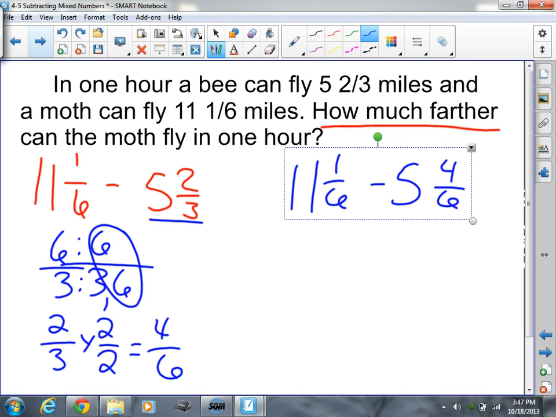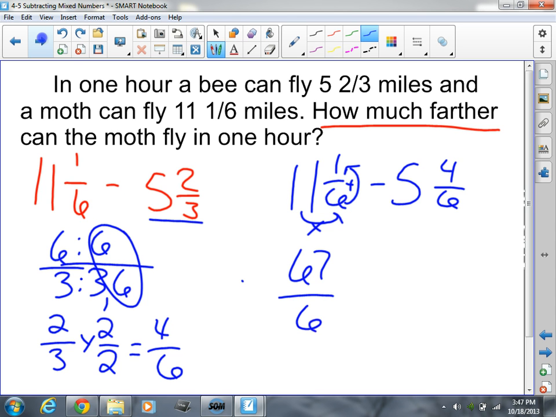We're going to make everything into an improper fraction, and then subtract. So we take this to an improper fraction. It's going to look like this. Multiply, and then add. Okay? So 11 times 6 is 66, plus 1, 67 sixths. Minus, multiply, that's going to be 30, plus 4 is going to be 34 sixths. And bam! Just like that, I can subtract very easily. So that's going to be 33 sixths.